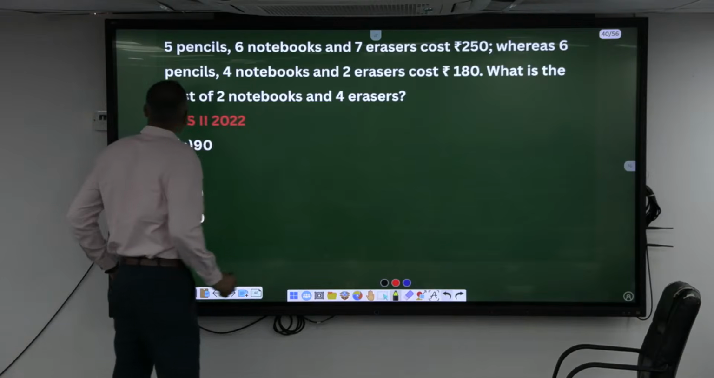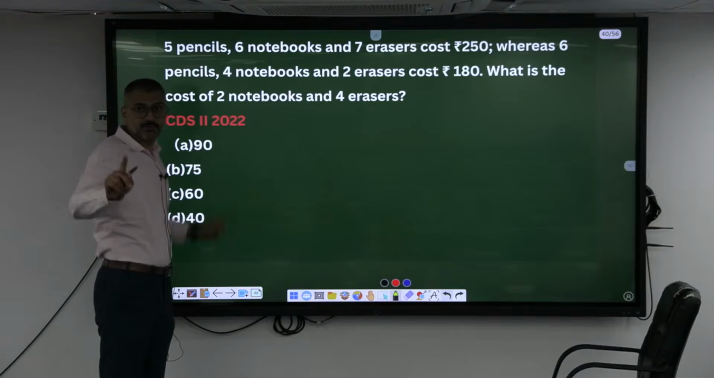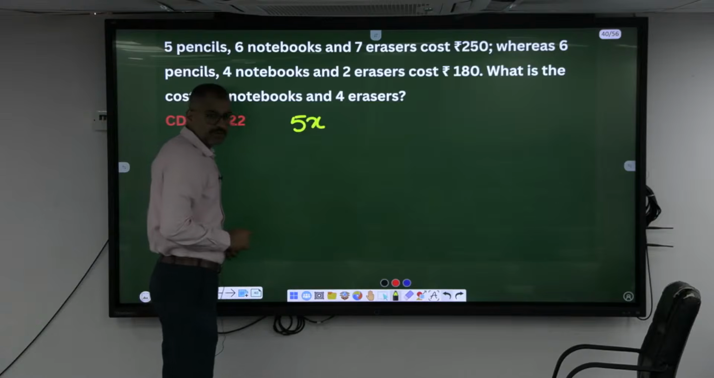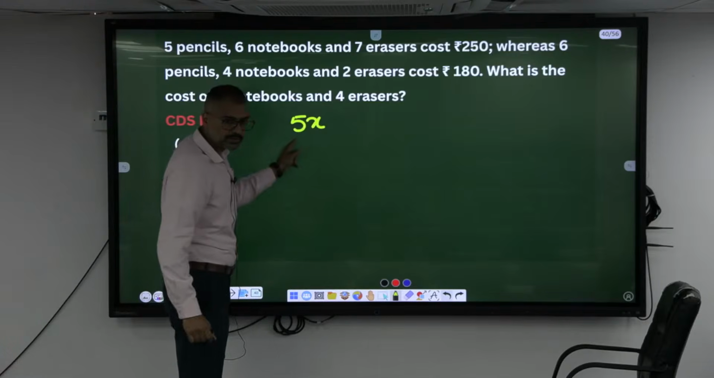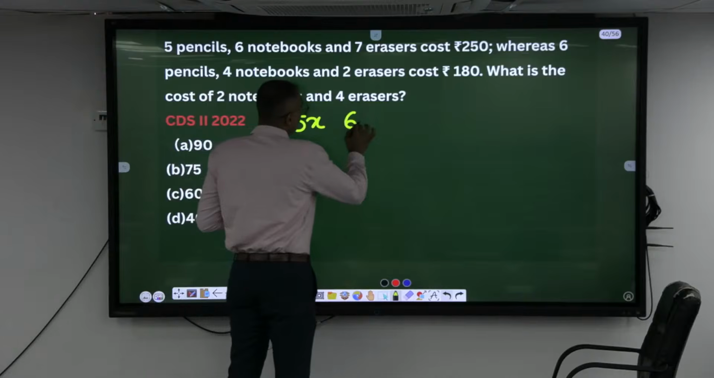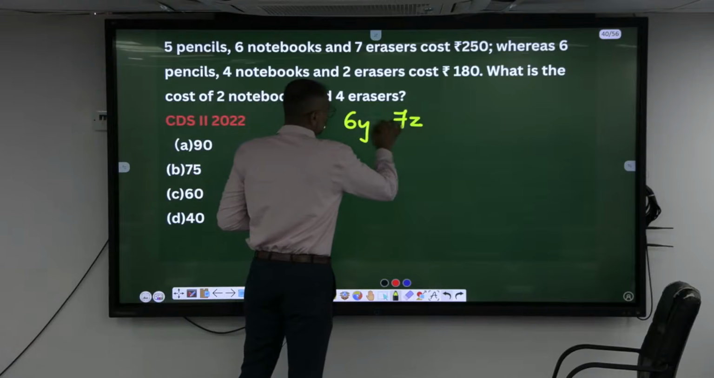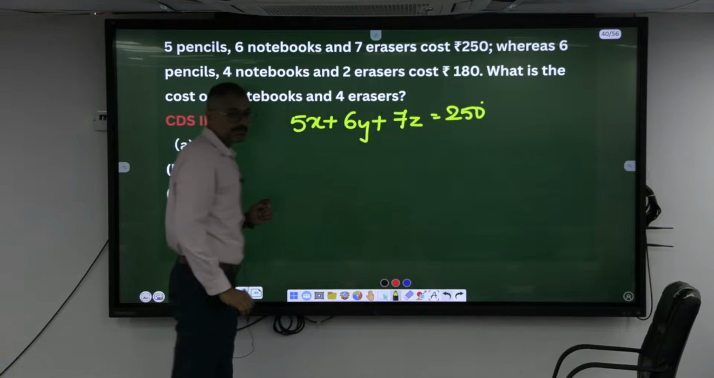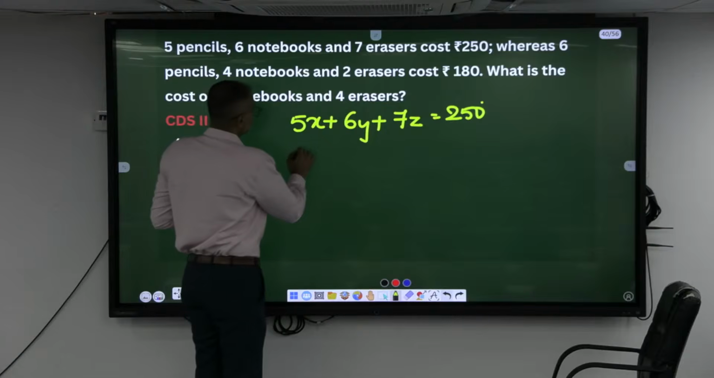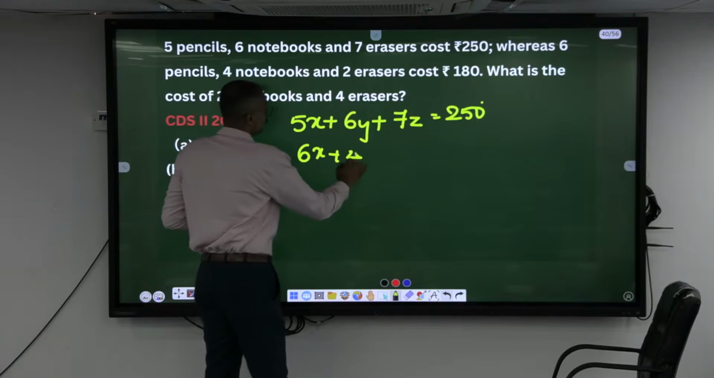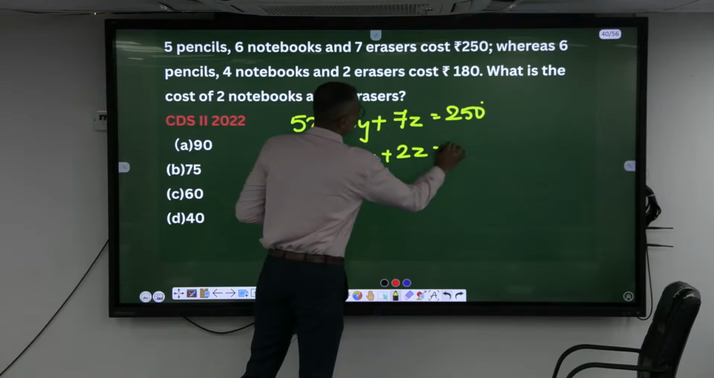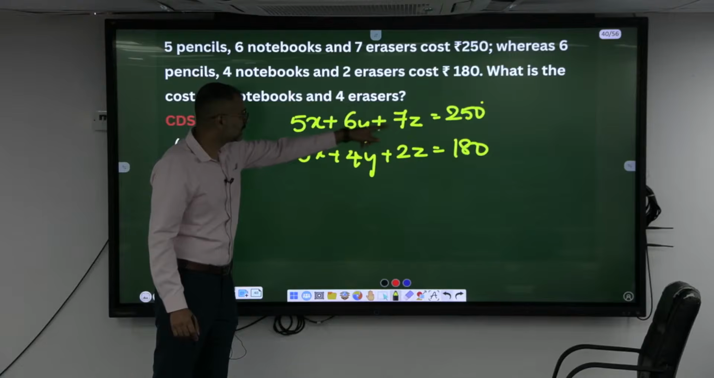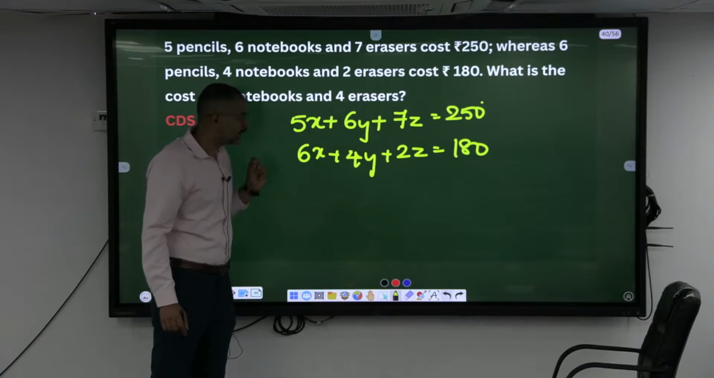Okay, look here now. I'll consider pencil is of price X rupee. So what is the total cost? 5x, right, madam? One pencil X rupee, so 5x. Notebook is Y, 6y. And erasers are Z rupee. If I add everything, it should be 250 rupees. Similarly, in the second case, 6x plus 4y plus 2z is equal to 180 rupee. But he is asking for only notebooks and erasers, that is y and z. Shall we eliminate x here?